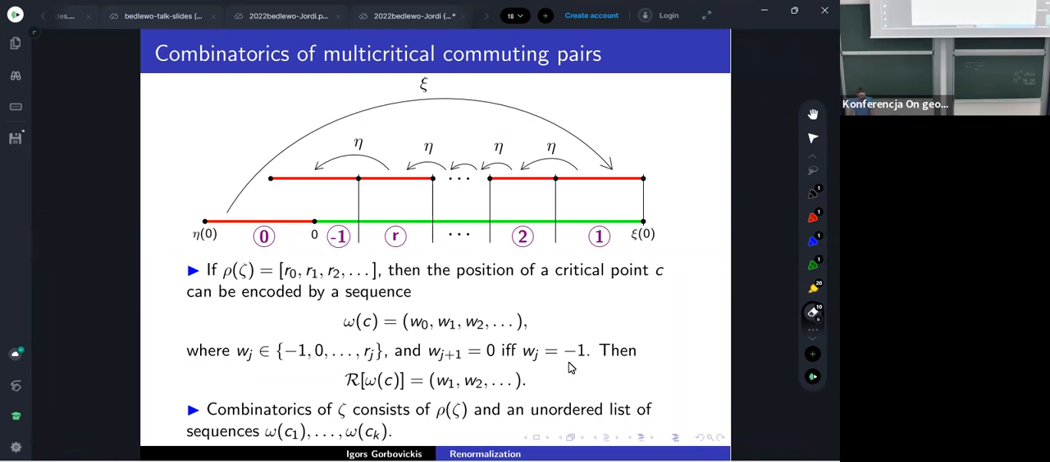And the convenience of this description of combinatorics is that renormalization acts on this combinatorics by, again, forgetting the first digit, so the first W0, similarly to how it acts on the rotation numbers. And the combinatorics of a commuting pair consists of the rotation number and an ordered sequence of these descriptions of the critical points.